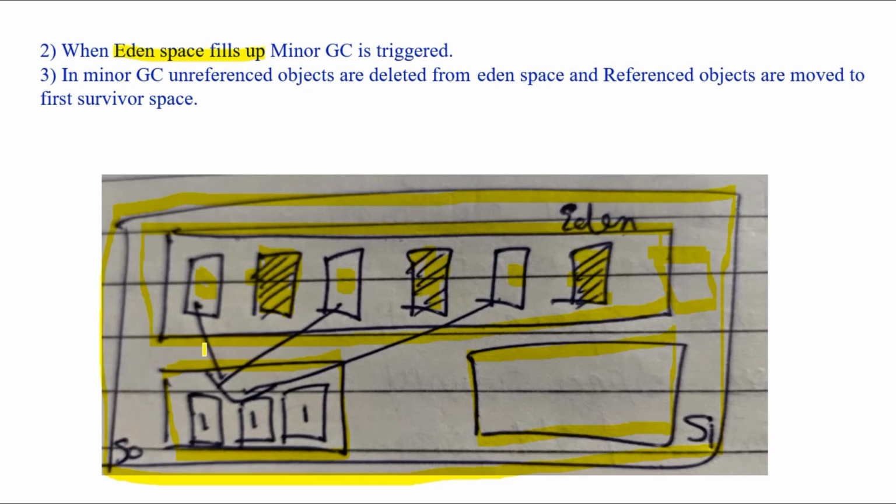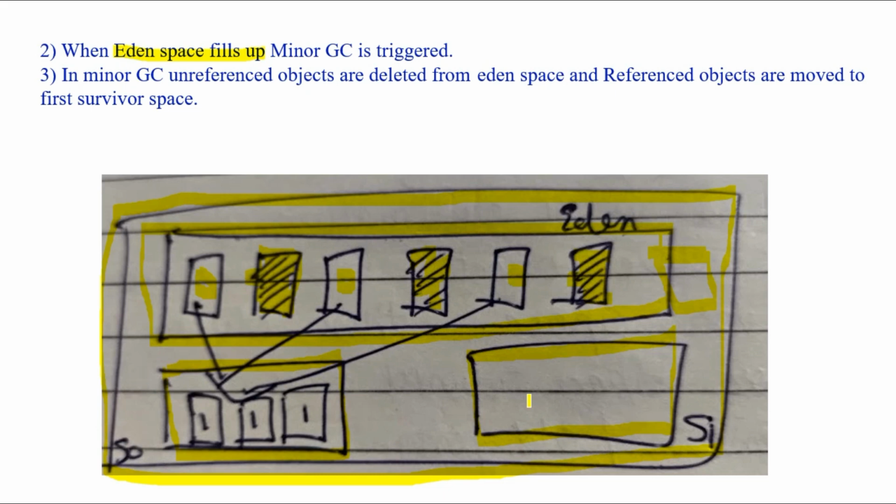Now after this garbage collection cycle is completed, you can see that unreferenced objects are removed and the referenced objects are moved to the S0 area, that is survivor space. Hence your Eden space becomes completely empty. So initially there were supposedly 10 objects. Now there are 0 objects because unreferenced ones are deleted and referenced ones are moved to survivor space 0. Now your Eden space and survivor space 1 are empty.